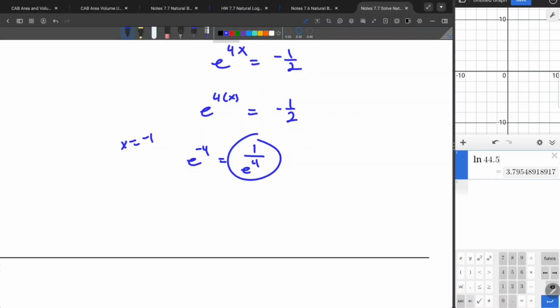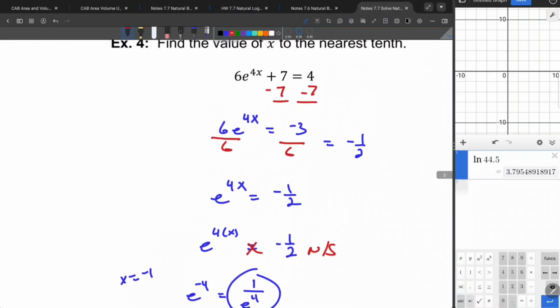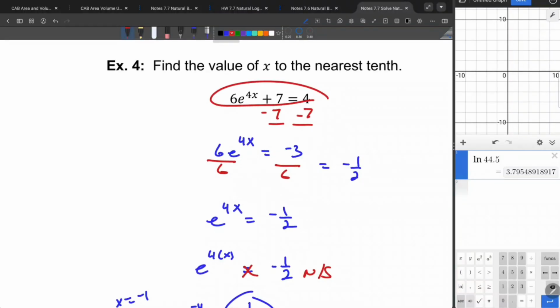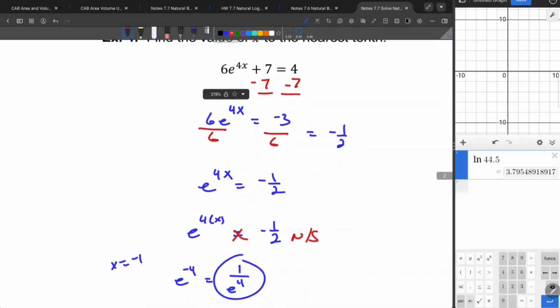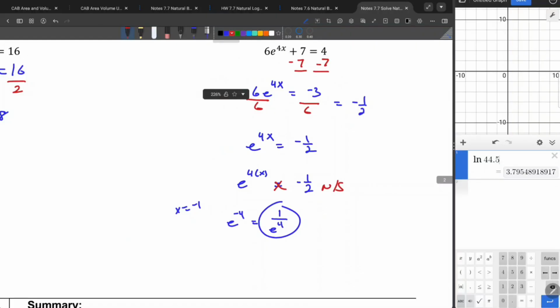And so this is no solution. There is no solution to this equation. We could change this around and make it work, but that's just something I wanted you to see.